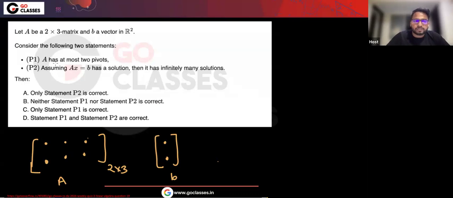Now consider the following two statements. The first statement is that A has at most two pivots. So yes, that is true. It cannot have more than two, right? Where is the space for more than two? So yes, that is actually true.